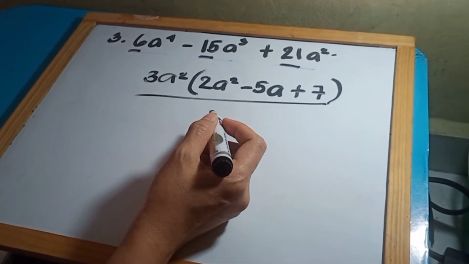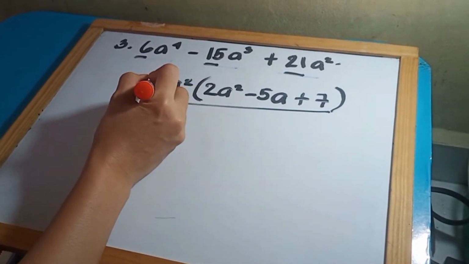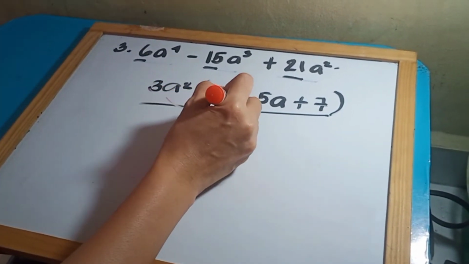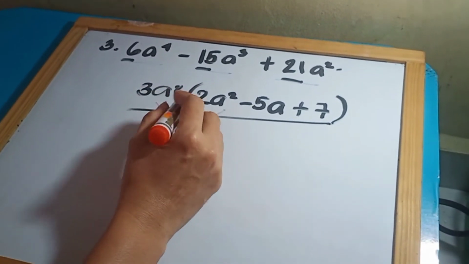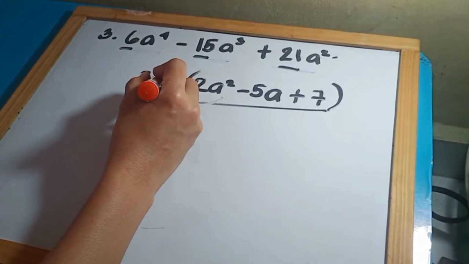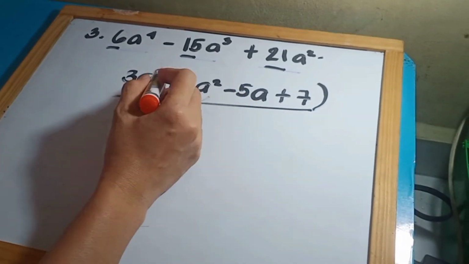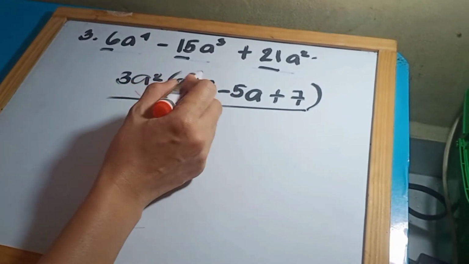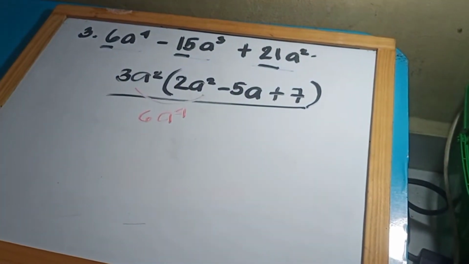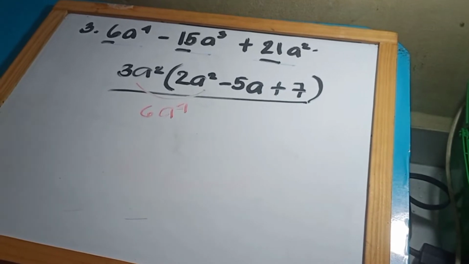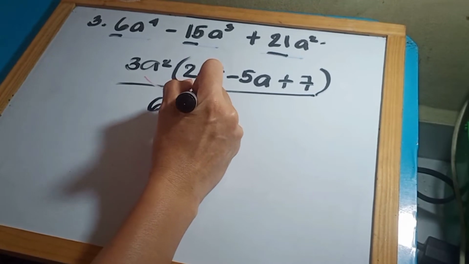So let's check if our answer is correct. We have the first term, 3a squared times 2a squared. So that is 3 times 2 is 6. A squared times a squared. So this time, pag nagmumultiply tayo, i-add naman natin yung exponent. So 2 plus 2, that is a to the 4th. Alright, so next, palitan lang natin ha, 6a to the 4th.